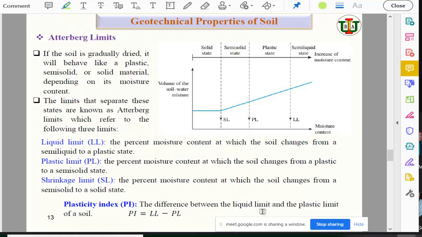Have you done this in geotechnical engineering 1? Yes, sir. By adding water or moisture to a soil, you try to change its shape, so you check the plasticity range also. Yes, sir.